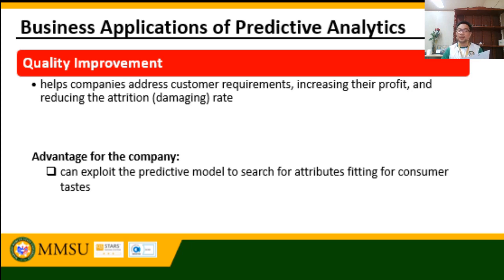Now, once the predictive model has been designed, the company can exploit it to search for those attributes fitting customers' taste. Now, an example is to model wine quality based on physiochemical tests like yung pH values. And the output is based on sensory data, so evaluation by wine experts. Okay?